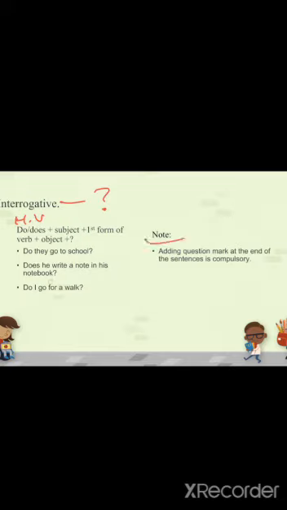Now, girls, this is something very important that you must have understood, that adding a question mark at the end of the sentence is compulsory, right? If in the interrogative sentences you have not written a question mark at the end of the sentence, then definitely your marks will be deducted. And sometimes it even comes in the correction of errors that they do not put a question mark at the end of the interrogative sentences and you have to do it yourself. Now, you get what I am saying?